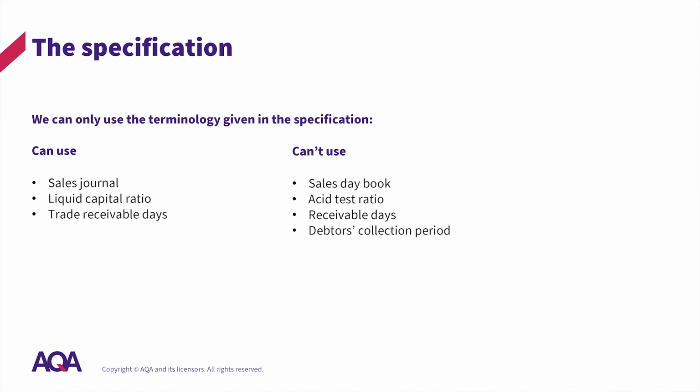Here are some examples of terminology which can and cannot be used in questions. Questions can refer to a sales journal, but not a sales daybook. They can refer to liquid capital ratio, but not acid test ratio. And they can refer to trade receivable days, but not receivable days or debtors collection period.